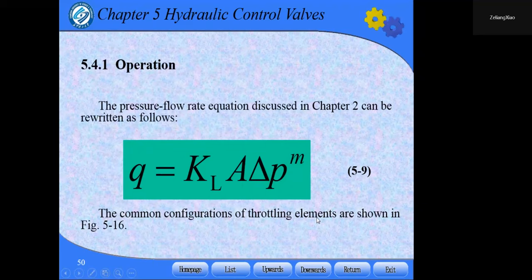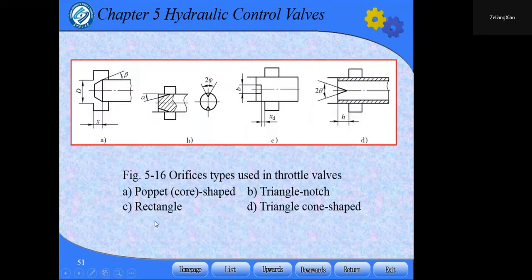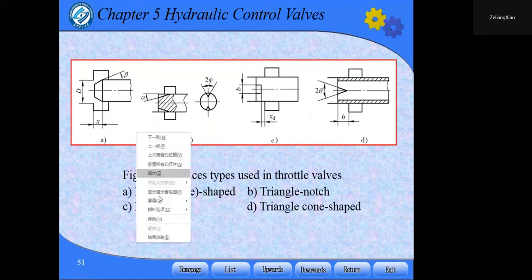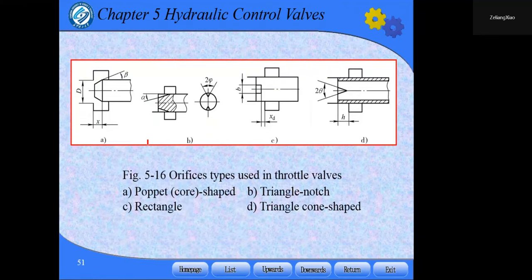So the combo configuration of the throttle element is shown. The orifices, perhaps using the throttle valve. Let's see. So you can see the curve shape, the triangle touch shape. Last one, the triangle cone shape.